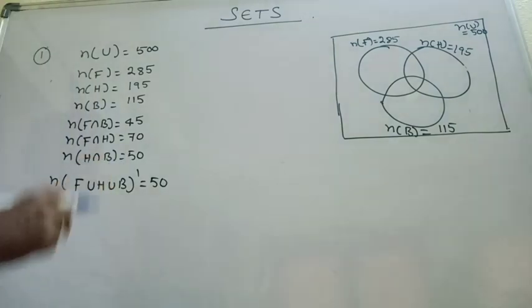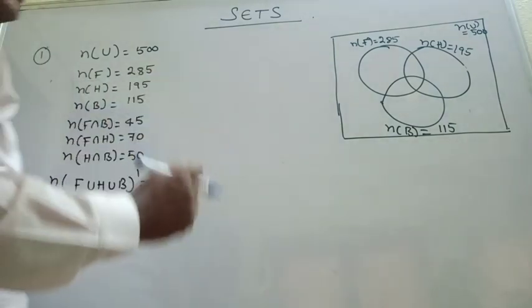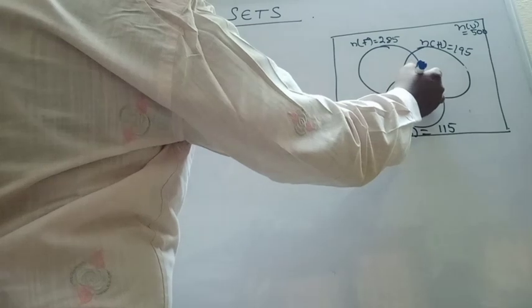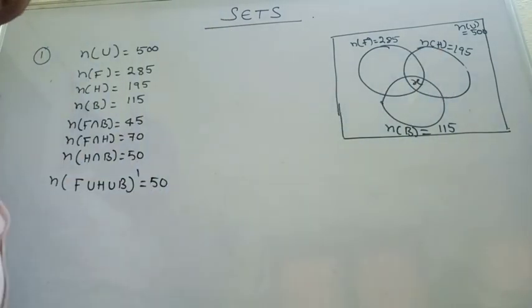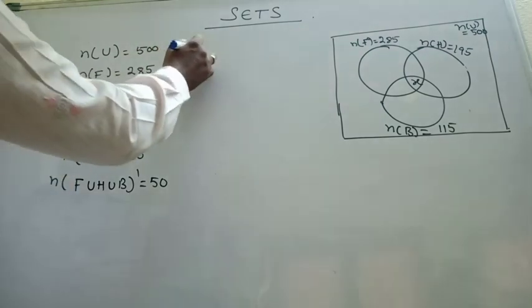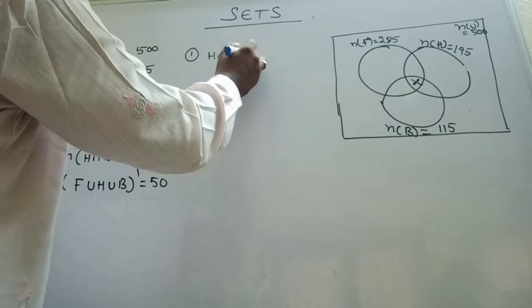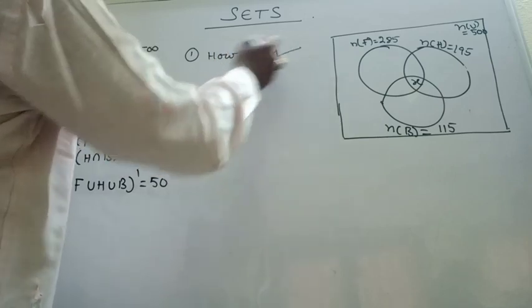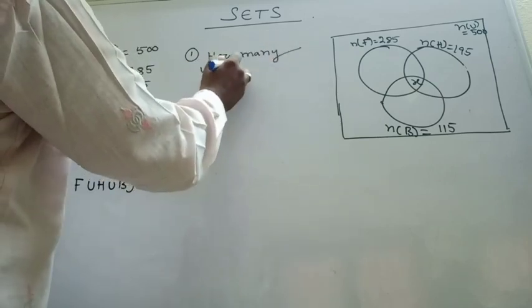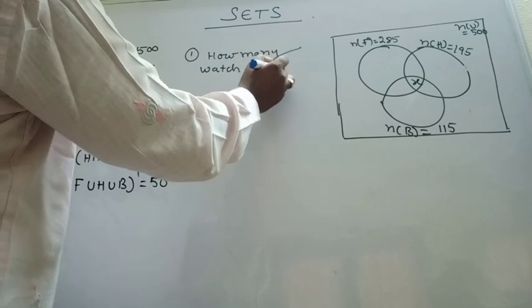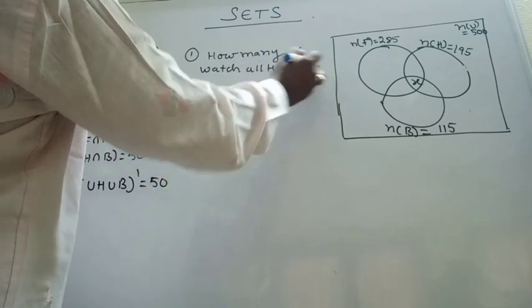Now, how many will watch all the three games? That is what we want to find first, and we don't know that. Let us take that as x. The first one we require to find is how many watch all the three games. That we will take as x.